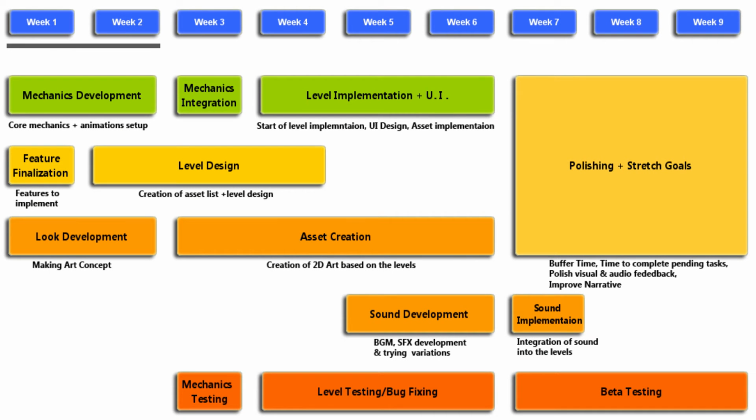In the first 2 weeks, we want to finalize the features and develop all the core mechanics. In the third week, we will be continuing with the level design and also do a complete integration of all mechanics. In weeks 4, 5, 6, we will be doing the level implementations as the assets are done simultaneously, so that we have time in the last weeks to polish the game and add extra features.